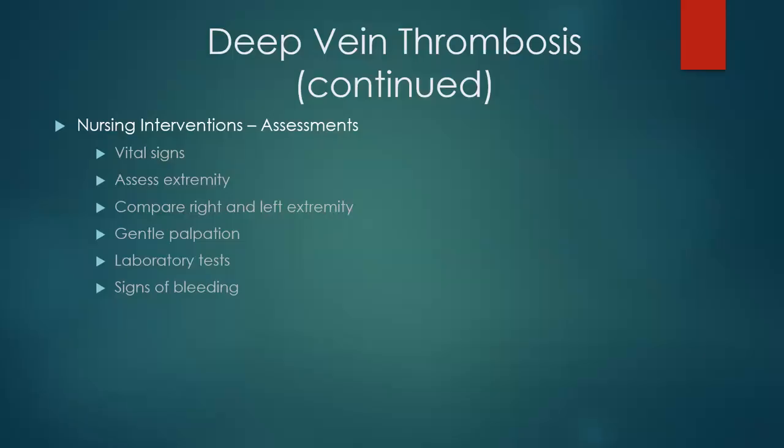Gentle palpation is used to inspect for induration or hardening, and that helps to locate the placement of the clot in that blood vessel. And I know I mentioned it earlier, but when we're talking about lab tests, D-dimer tests measure the fibrin degradation products that are produced from a clot breakdown. So a positive result stratifies the patient into a high risk category for DVT.